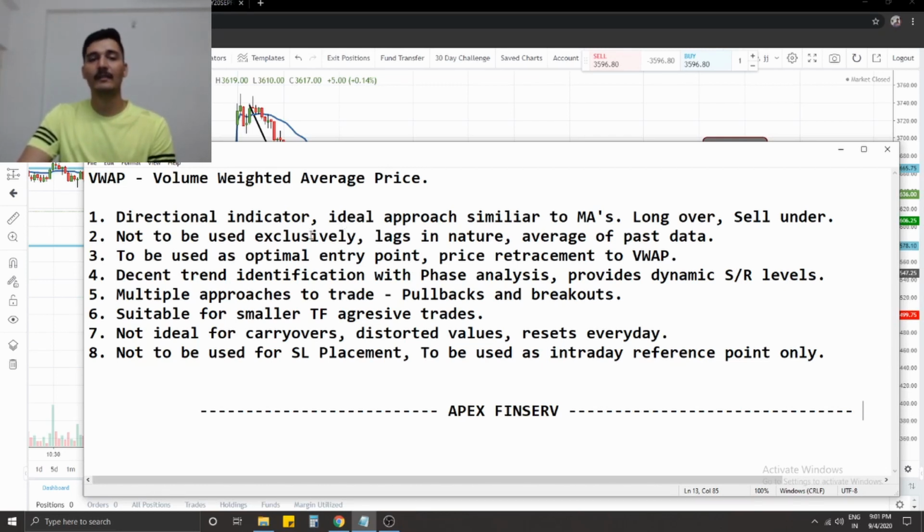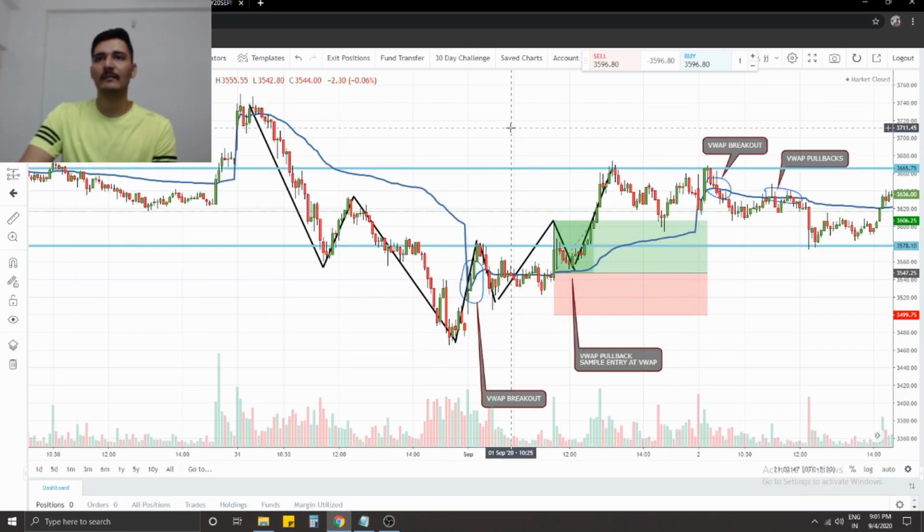VWAP is good, as I said, for aggressive traders who are looking to trade the indices or a trend following asset on a smaller time frame with smaller targets, who are looking for consistency with a watertight or airtight risk management system. If you are one of those traders, then VWAP is the one for you. Now let's move on to the charts.